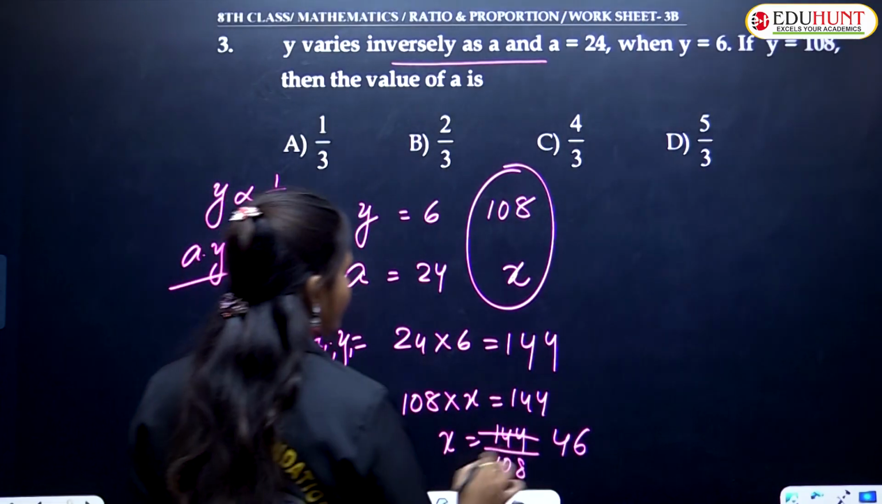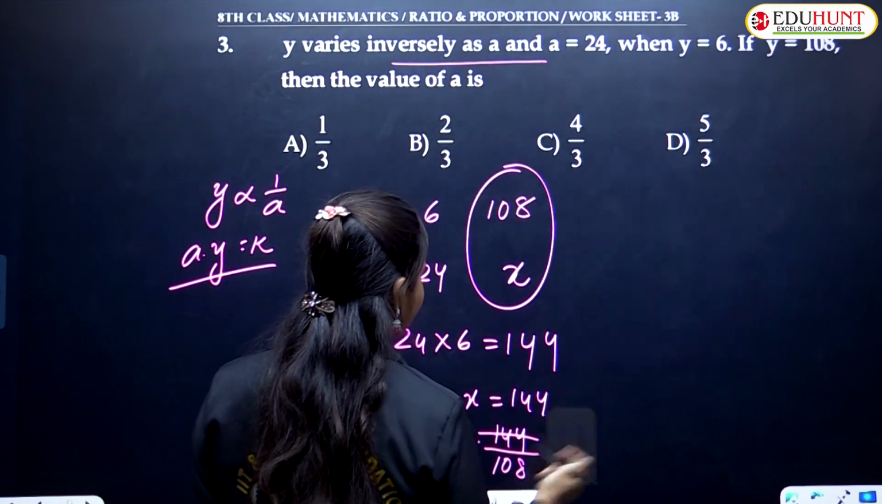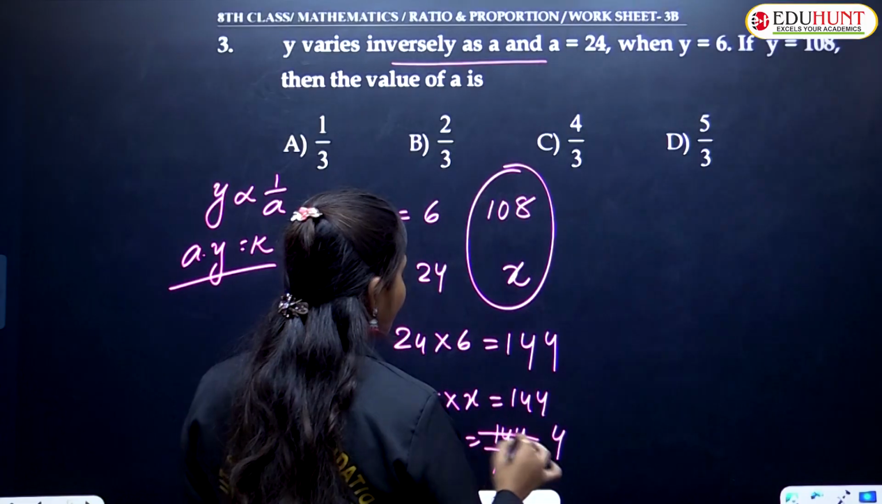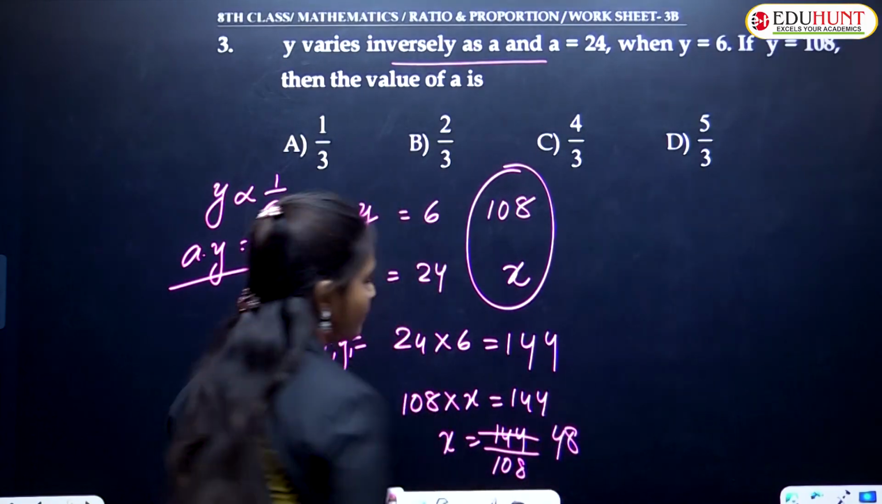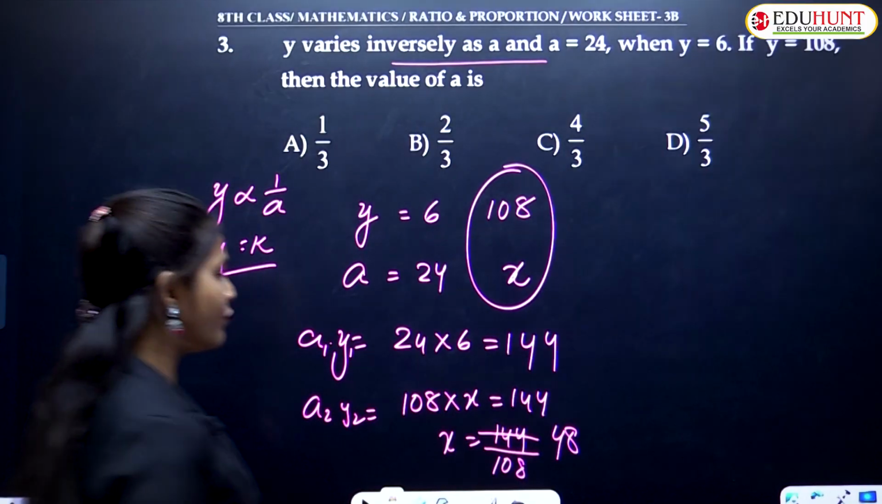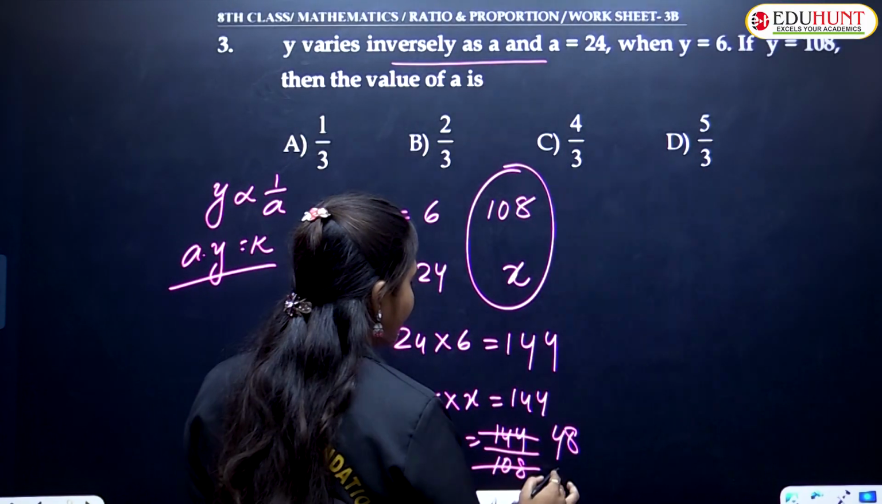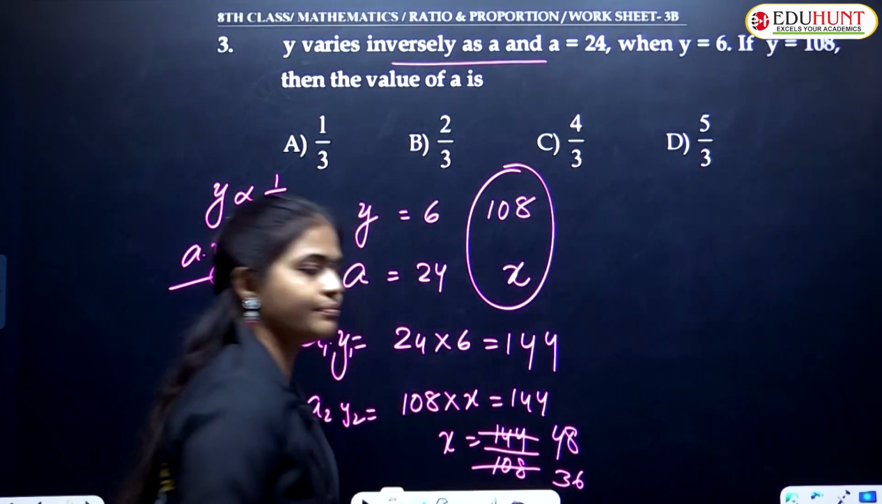Okay, sorry, 3 4s are 12 and here 24 is there, no? So 3 8s are 24. And here come to this one. Here 3 3s are 9, 3 6s are 18.